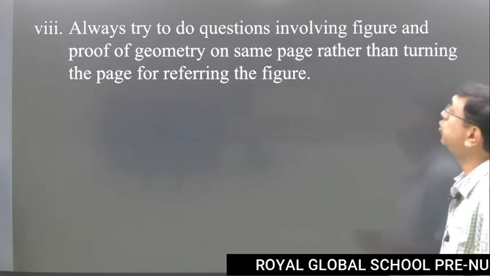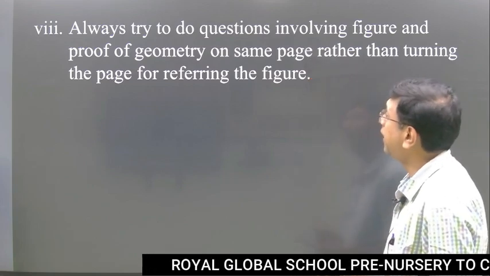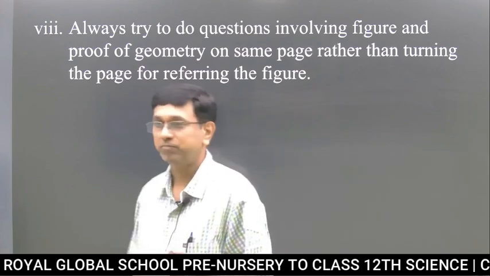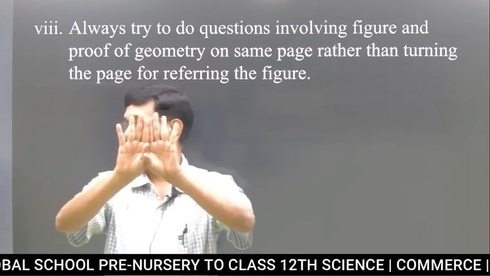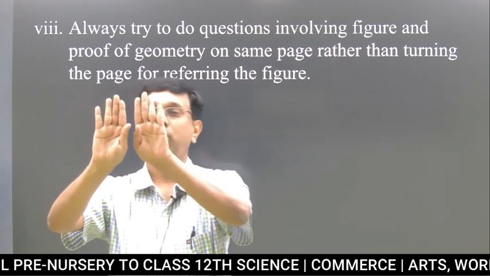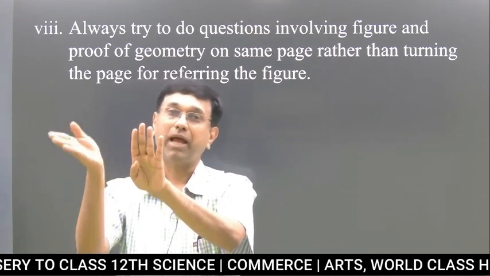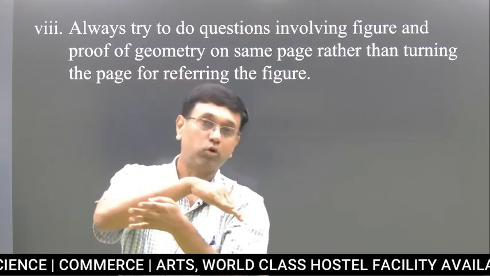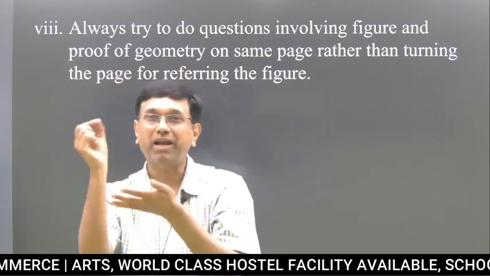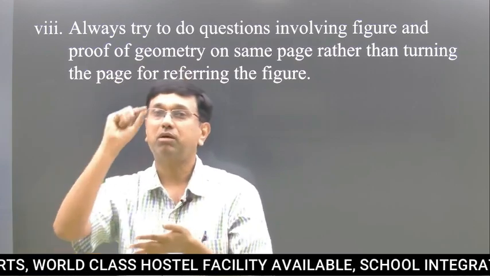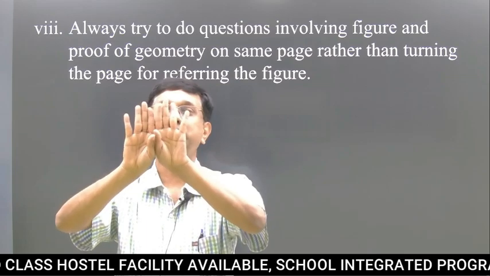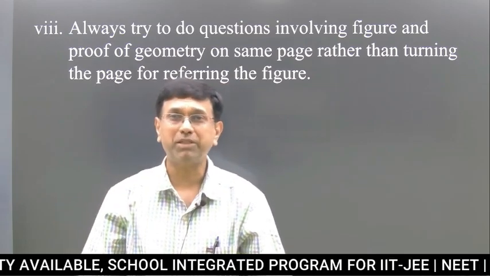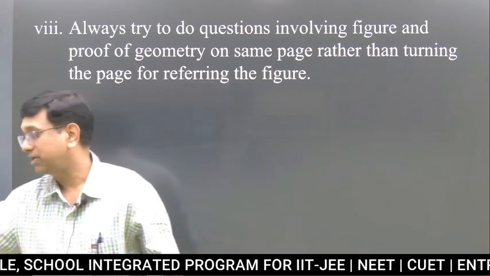Then always try to do questions involving a figure and proof of geometry on the same page rather than turning the page again and again. So what I mean to say is, these are the two pages. You're doing a question in this paper and the next page is on next. So what you will do, the diagram is here on this page and you are on to the next page now. So always come back and write. So put a cross, write PTO and now take two pages like this. So diagram here, solve, and the next page is also here. So you can see both the pages, the examiner can see, and you can easily do that.